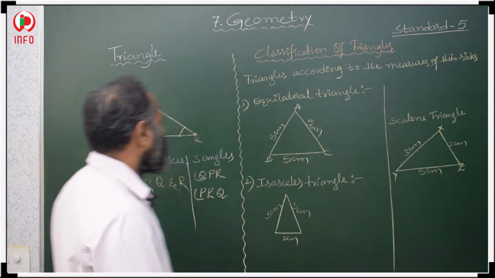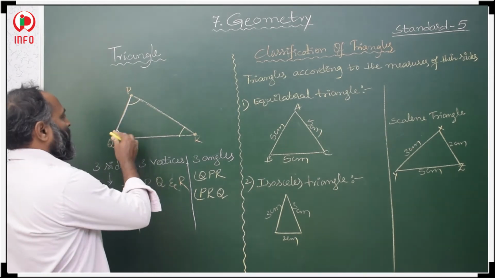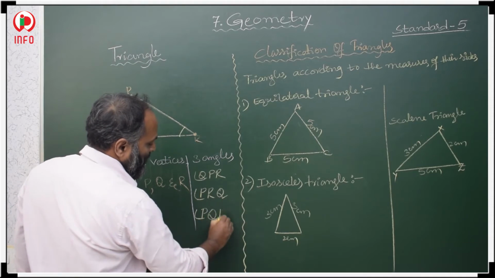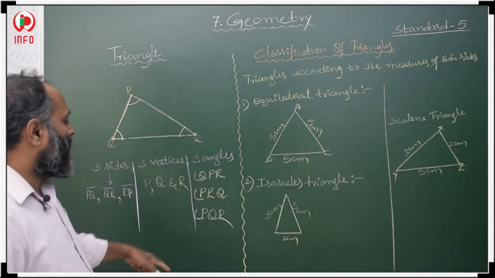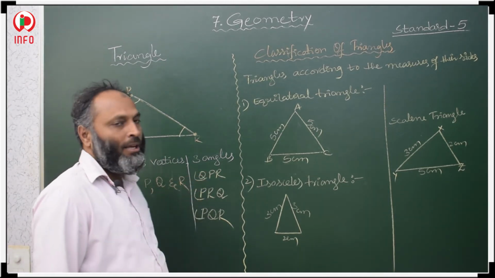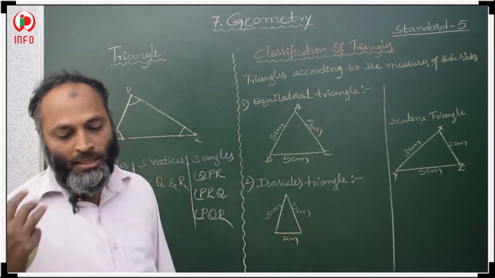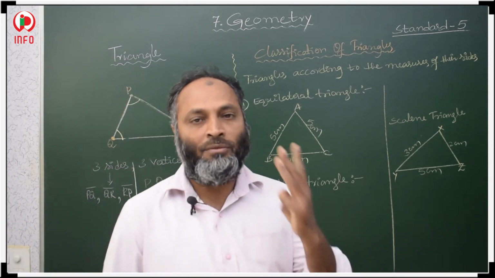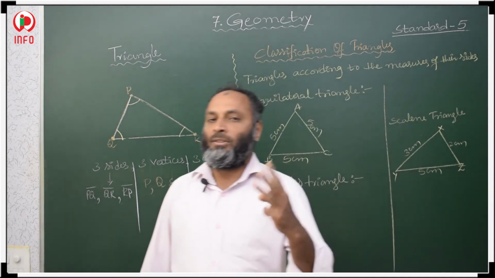Next, angle Q. How to represent? Angle PQR. This is angle Q. Angle P, angle R, and angle Q. So these are the 3 angles. So in a triangle we have 3 sides, 3 angles, and 3 vertices.